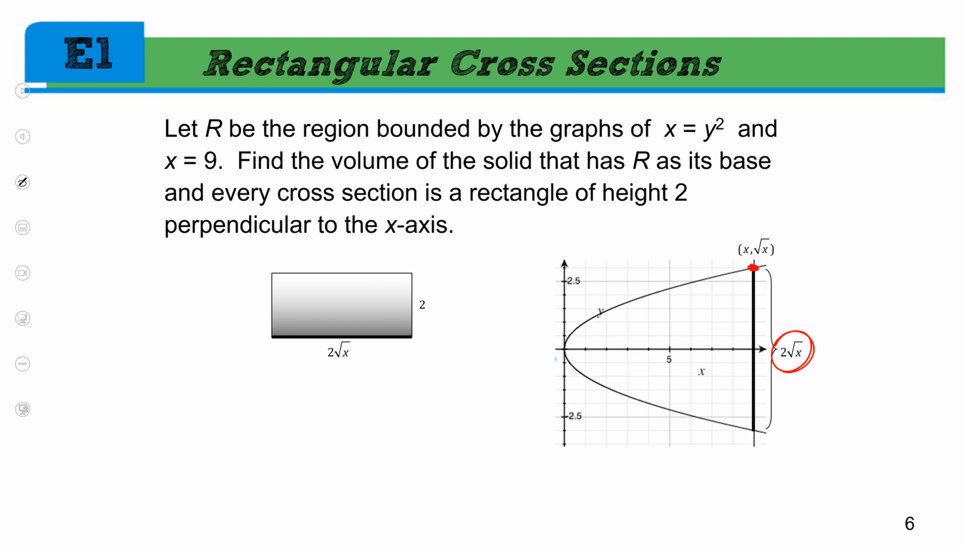4 square root of x. And we're taking rectangles from where to where? 0 to 9. Done. Bingo. That's it. Okay, now, I'm making it sound a little bit easier than it is. There's a lot of work that went into that.